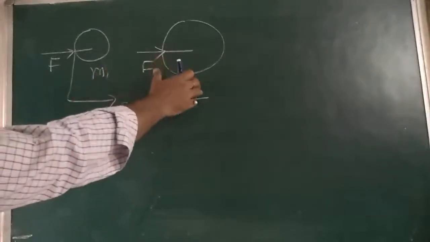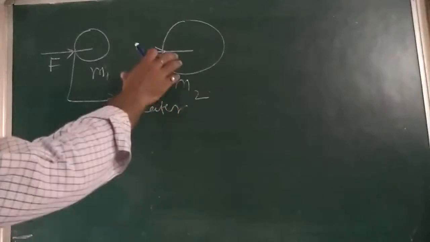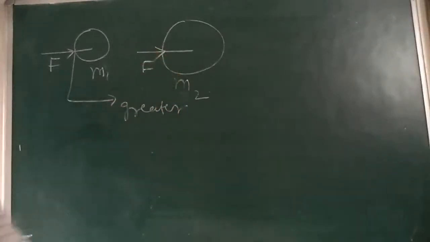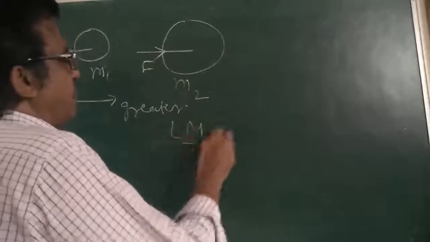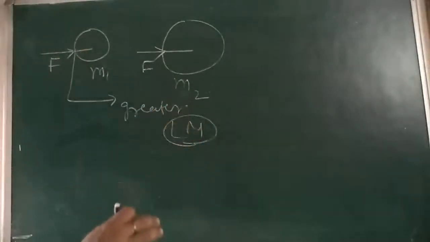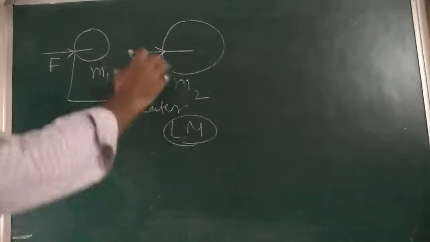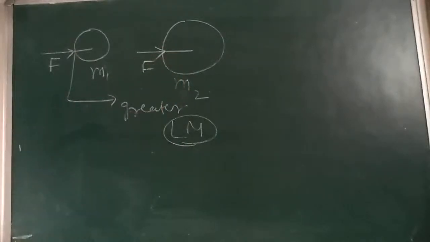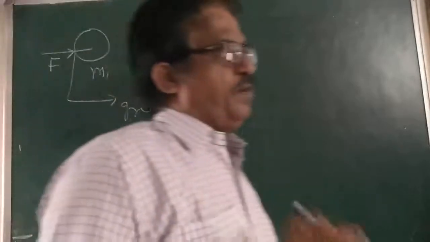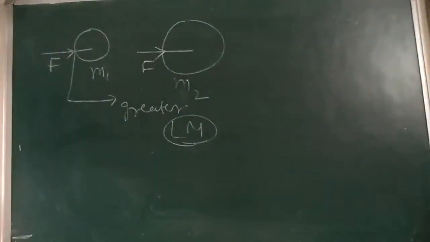However, at the end of the time interval, what are the observations made? Observation shows that each body acquires the same linear momentum, either lighter or heavier. Is that clear? It means that the same force applied for the same time causes the same change in momentum in bodies of different mass. Is it clear? You can take this activity very easily at your home.